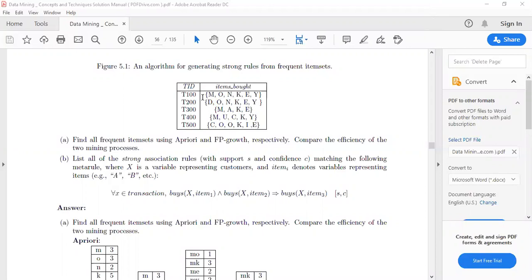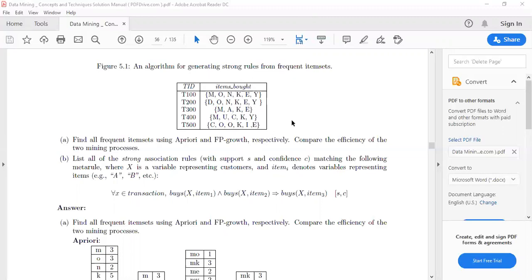In transaction 1, the items bought are M, O, N, K, E, Y. In transaction 2, D, O, N, K, E, Y. In transaction 3, M, A, K, E. In transaction 4, M, U, C, K, Y. In transaction 5, C, O, O, K, I, E. So like that, they have given one tabular column of transactions.